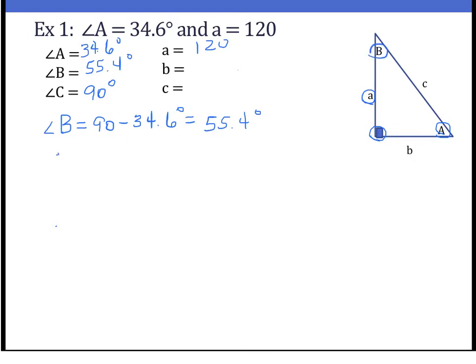Now side B requires SOHCAHTOA. Now I like to use what's given, and I was given A, and I was given angle A also. So SOHCAHTOA has to do with the relationship of the angles to the sides. Now angle A is opposite of side A, and those are the two things I know. And angle A is adjacent to side B, and I need side B. So opposite and adjacent tell me that I'm going to use tangent.